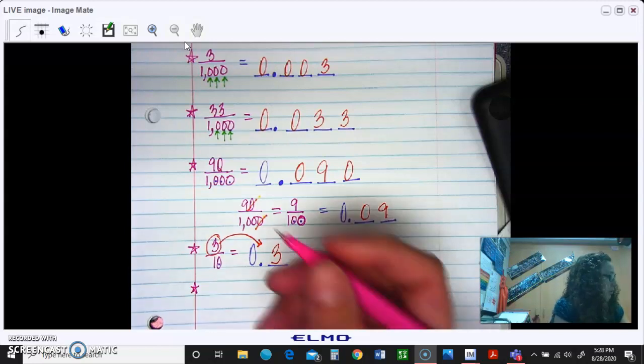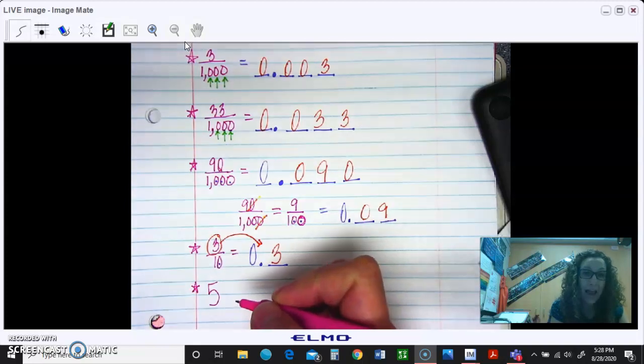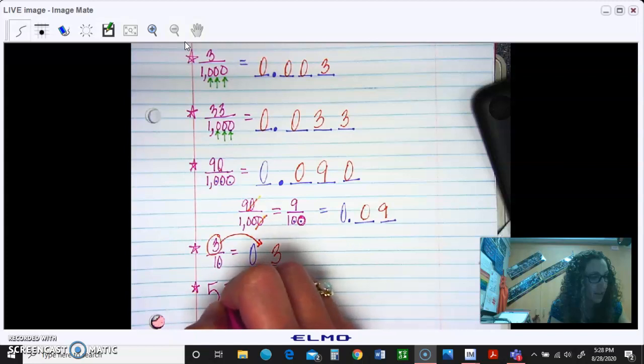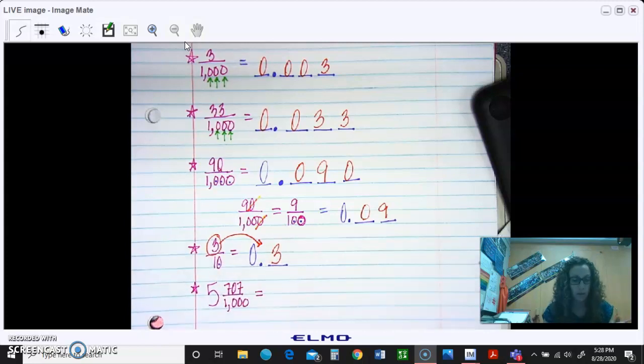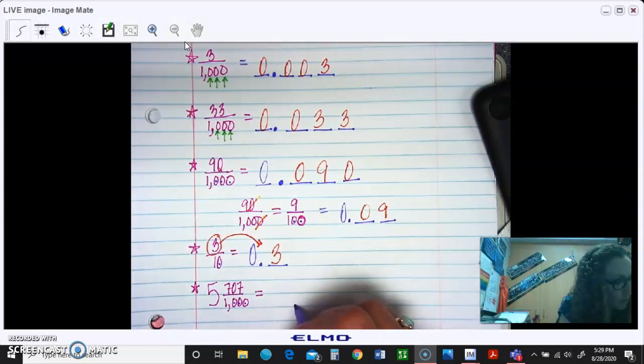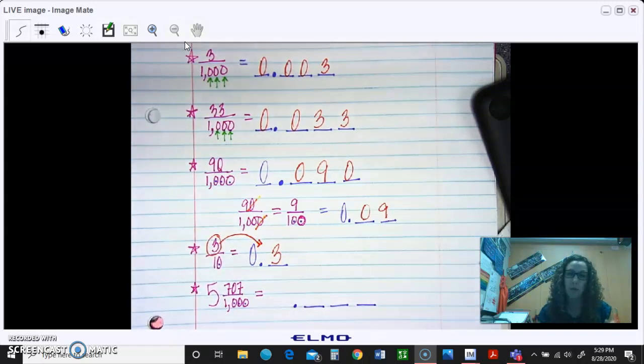Last sample. 5 and 707 1/1000ths. Okay? So how many zeros are in our denominator? That's how many digits need to come after the decimal. I'm going to put that decimal and put 3 spaces. Now I'm going to look. Do I have a whole number? I didn't in these other ones, but guess what?